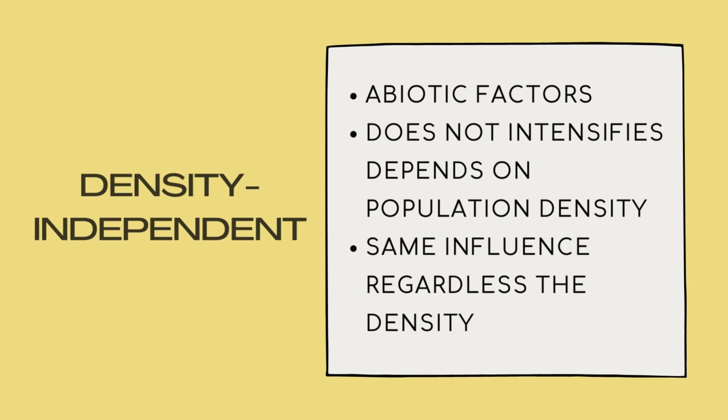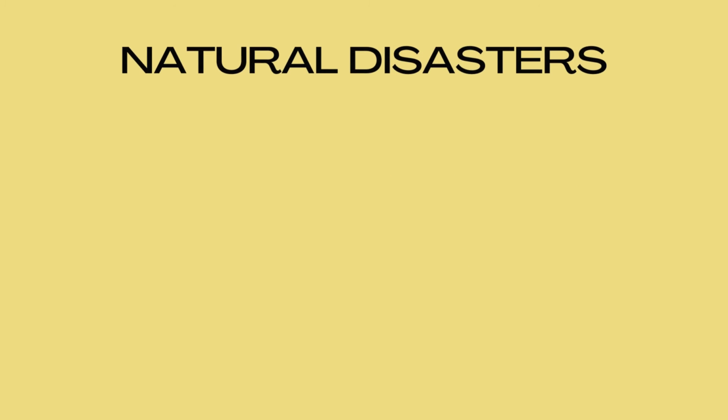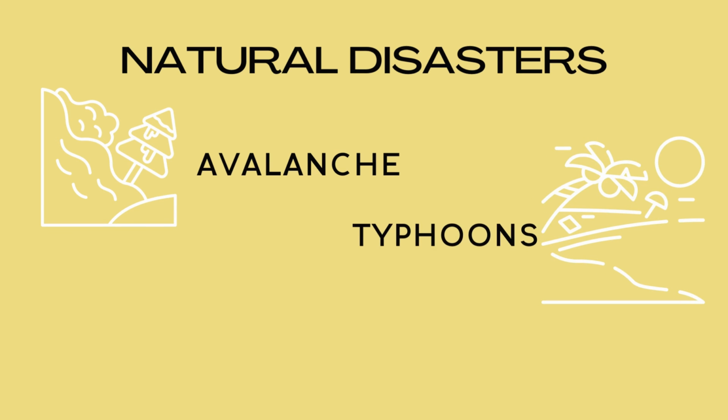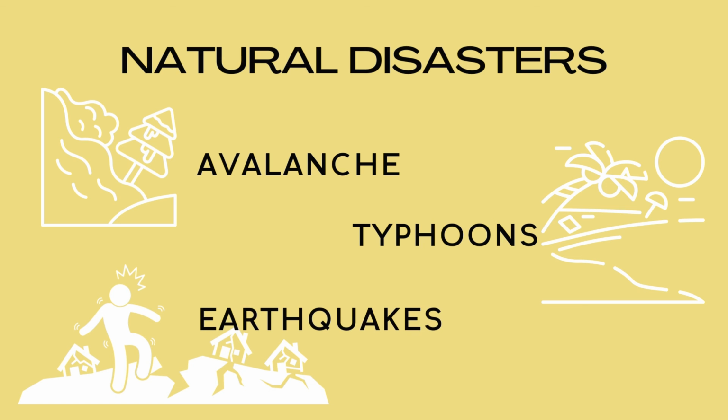Moving on, density-independent factors are abiotic factors that exert the same influence or effect on the population regardless of its density, hence the name density-independent. Examples of these factors are the planet's natural disasters, with avalanches affecting the population in the poles like penguins, typhoons striking both plant and human population, and as well as earthquakes in certain areas like the Pacific Ring of Fire.